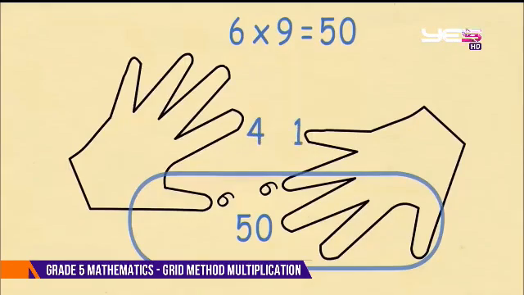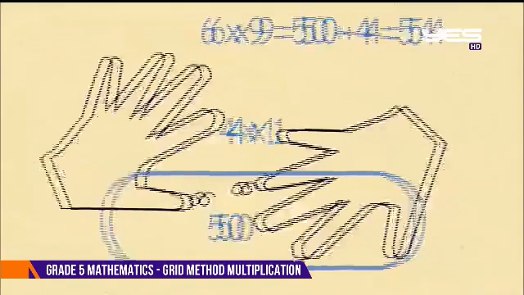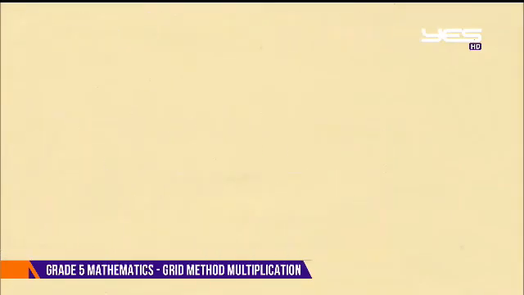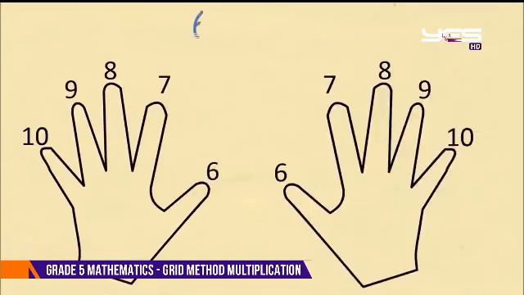Now we have 4 fingers above the fingers that are touching, and 1 finger on the right hand. We multiply these, and we have 4. We add those two numbers, 50 and 4, to get our answer of 54. This procedure always works for the numbers 6 through 10.